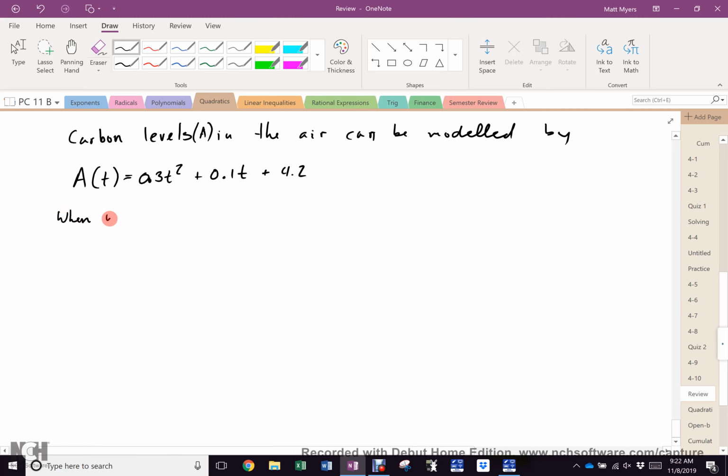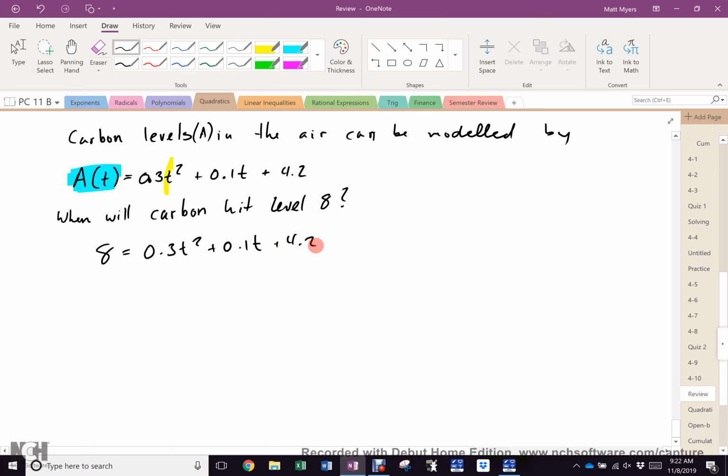when will carbon hit level 8? Is that 8 a time or a level of carbon? So where does that 8 need to go? Does it need to go for T or does it need to go for A of T? A of T. So I would write 8 equals 0.3 T squared plus 0.1 T plus 4.2. Yes?